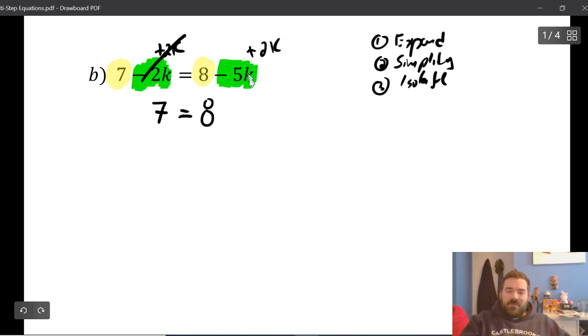Now, let's do this addition right now. So negative 5k plus 2k. So I'm negative 5 and I'm adding 2. So I'm going 2 more positive. So I'm going to get negative 3k.